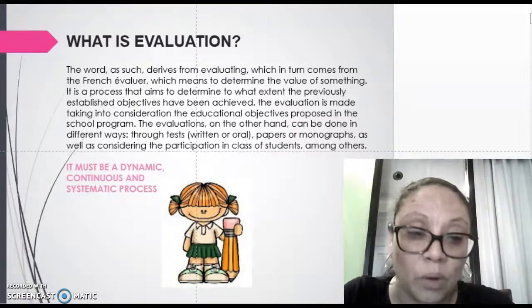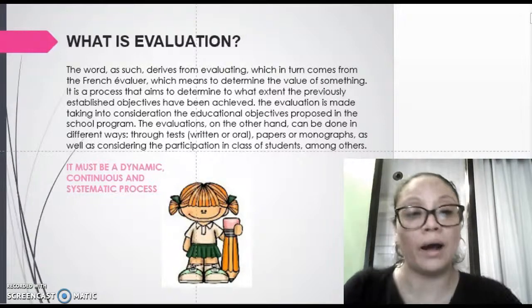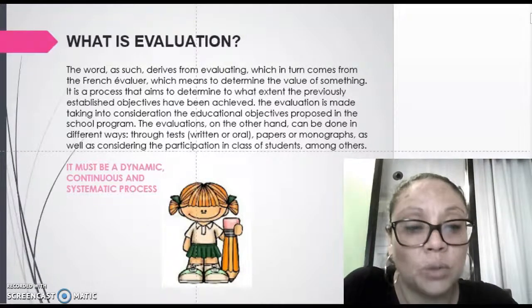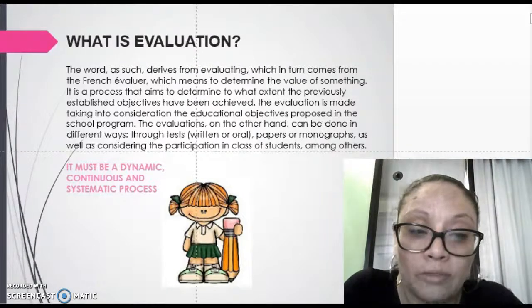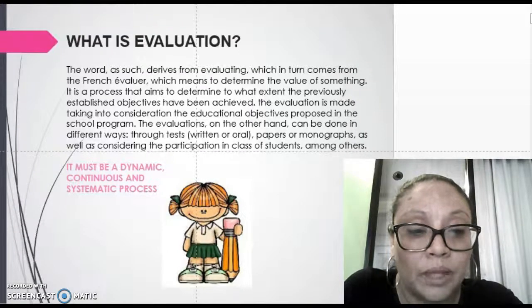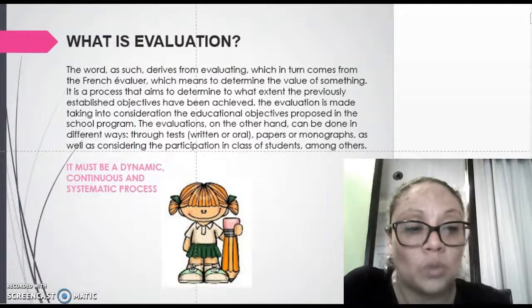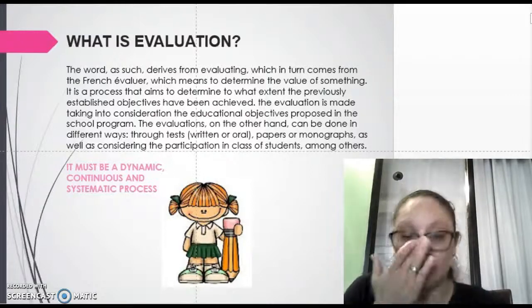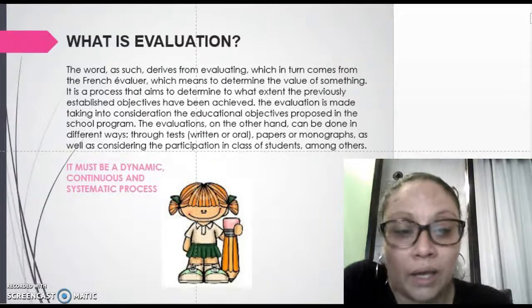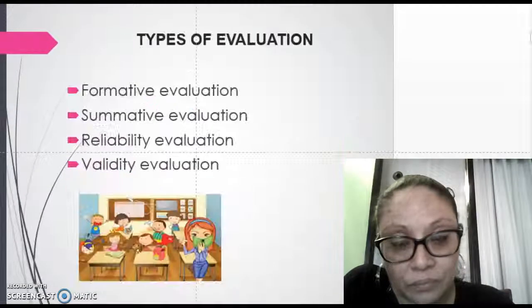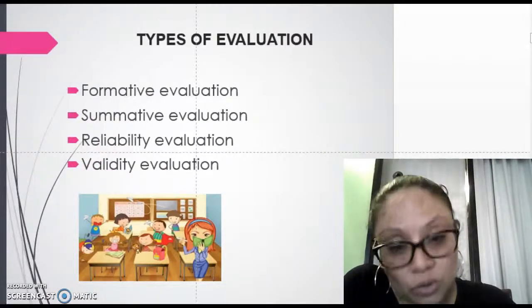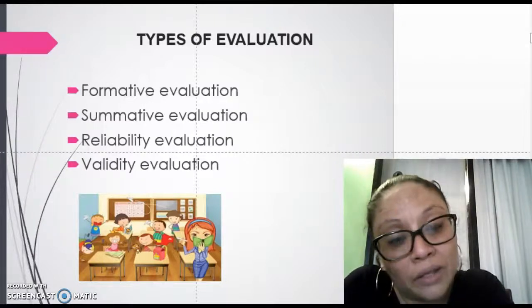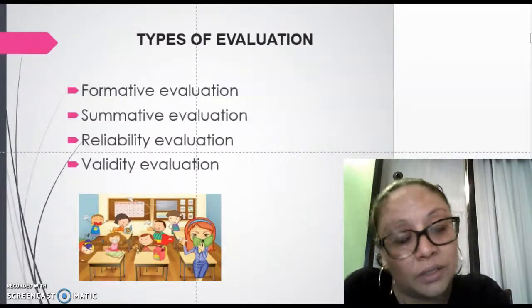The evaluation, on the other hand, can be done in different ways through tests, written or oral papers or monographs, as well as considering the participation in class of students, among others. It must be a dynamic, continuous, and systematic process. Types of evaluation: formative evaluation, summative evaluation, reliability evaluation, validity evaluation.